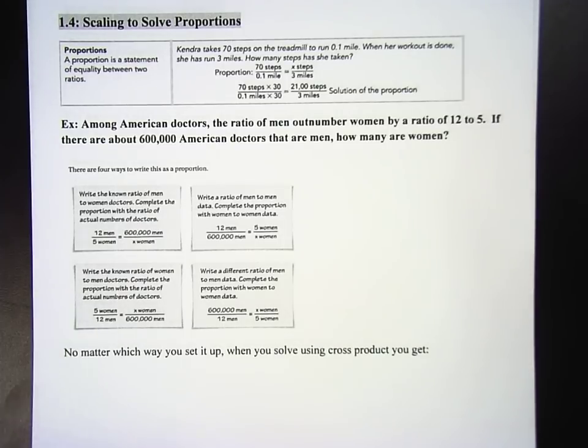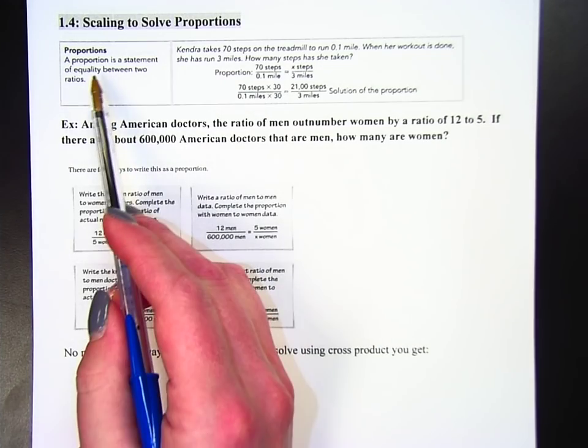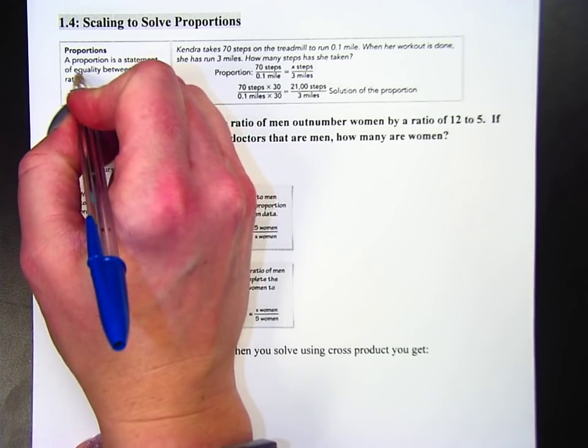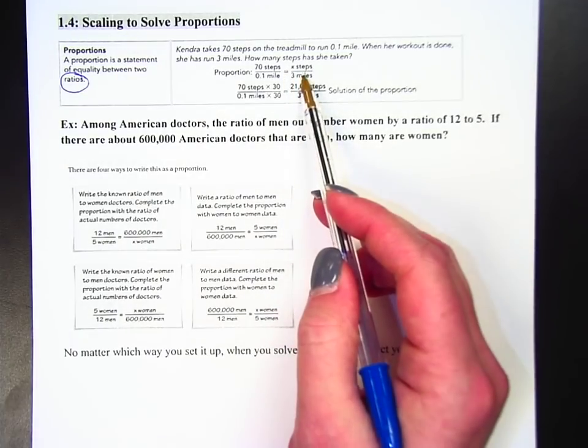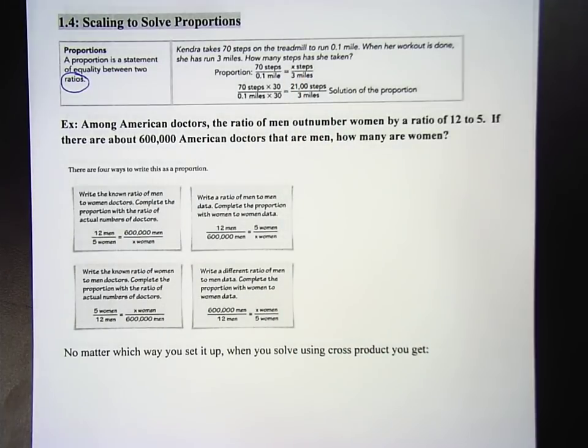This is the notes for 1.4, scaling to solve proportions. A proportion is a statement of equality between two ratios. So what that means is I have a fraction equals a fraction. We've actually been solving these for a couple of days when we've been comparing our concentrate to the water or the concentrate to the total.